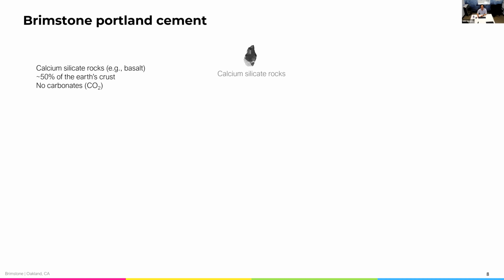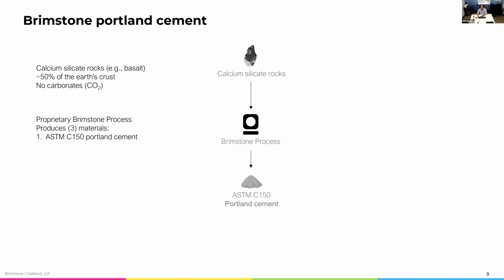And one of the most important things about these rocks is that there's no carbonates in them. So there's going to be no extra release of CO2 by processing these rocks as part of our process. We do have a proprietary process that I can't go into too much detail right now, but at the end of that process, we do produce an ASTM C150 Portland cement. It produces the same chemical compounds that you would find in the clinker component of your cement.